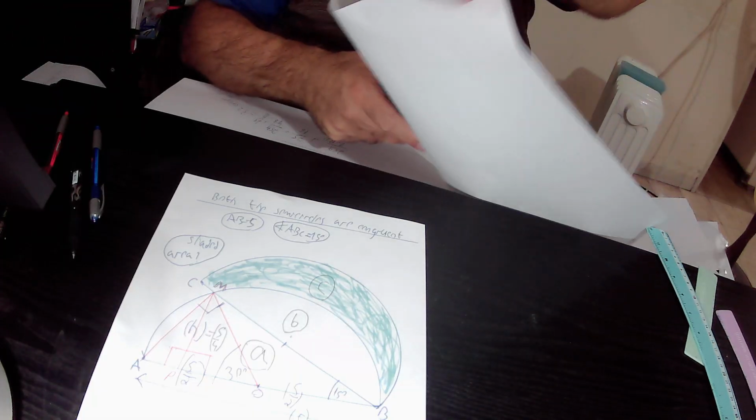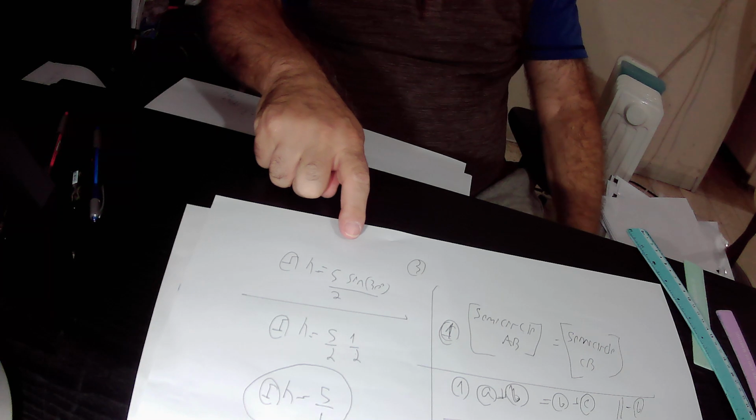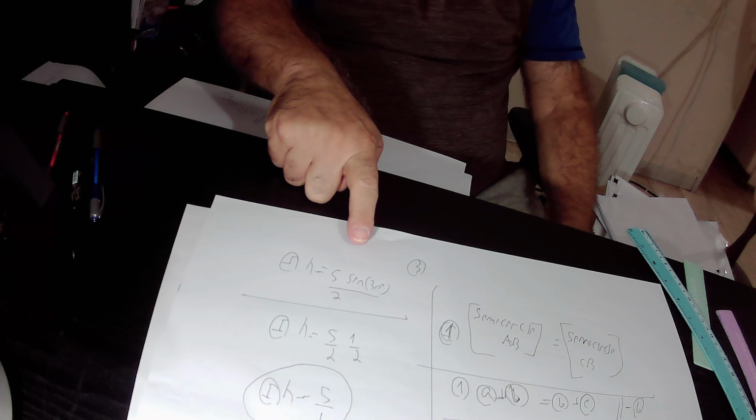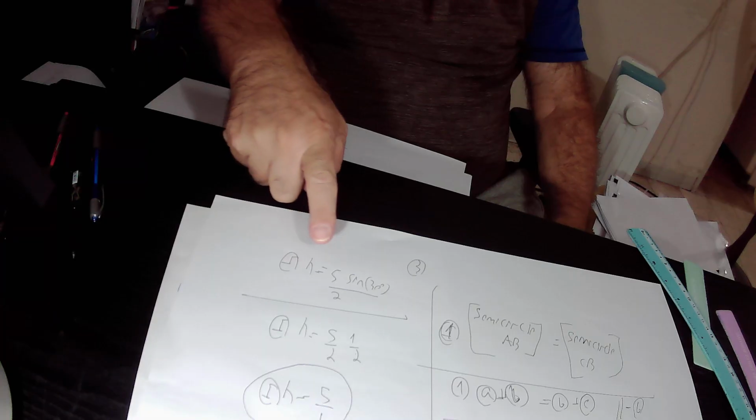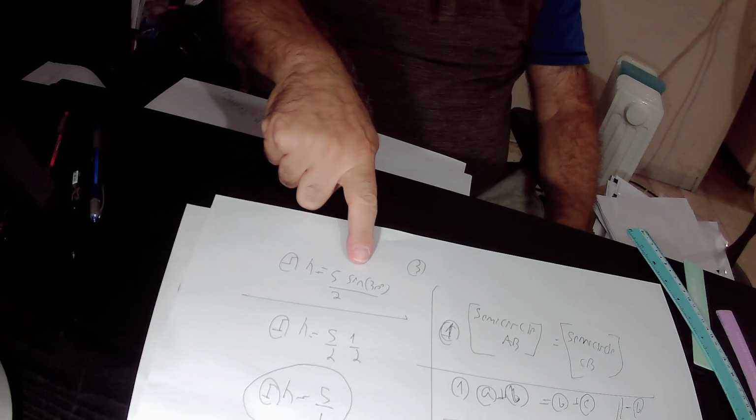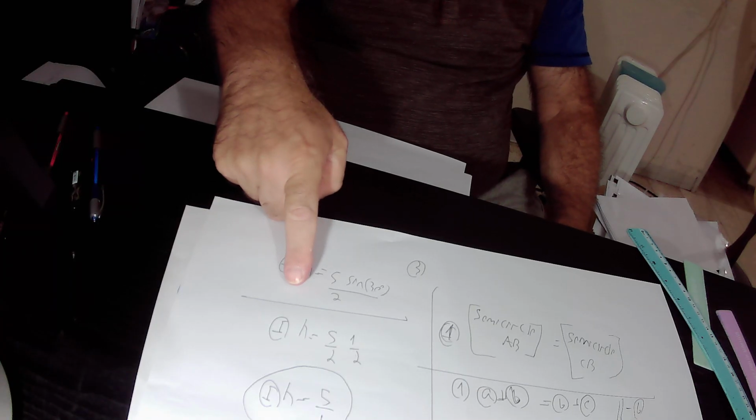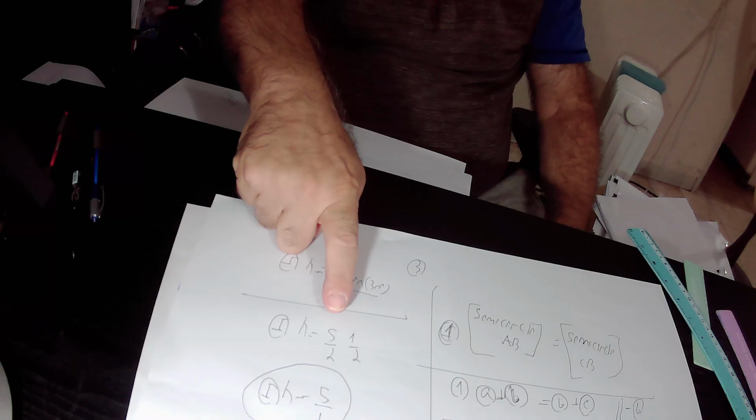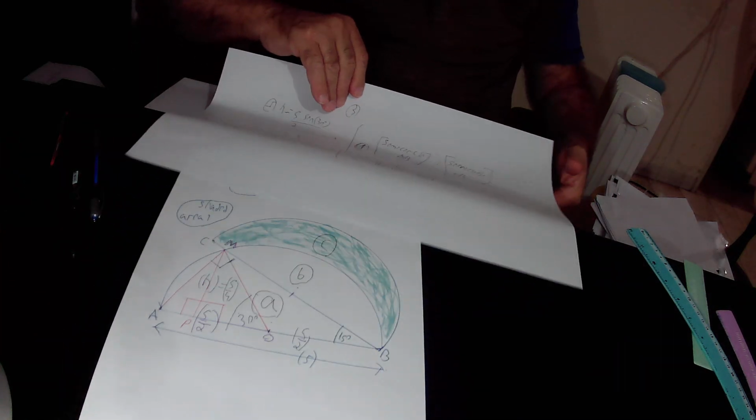And again, we found that H equals 5 times sine 30 degrees over 2. Sine 30 degrees is 1/2. So substituting sine 30 degrees by 1/2, I found that H equals 5 over 2 times 1/2. In the numerator we have 5 times 1, that is 5, over 2 times 2, which is 4. So in total H equals 5 quarters in length.